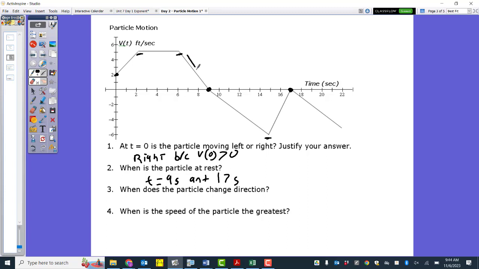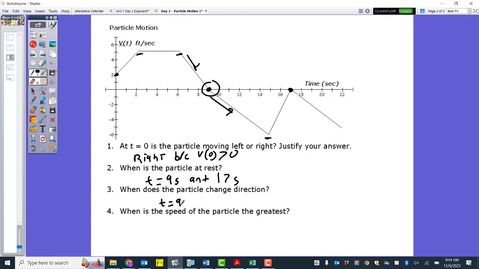This right here is a positive velocity that's getting closer to 0. So that's someone slowing down. And then it starts speeding up again in the opposite direction down here. So this is a negative velocity becoming more negative. So it's actually changing direction here, t equals 9 seconds.